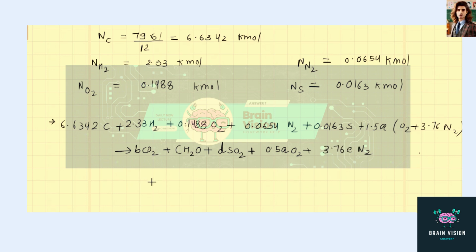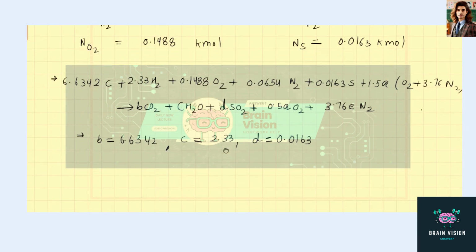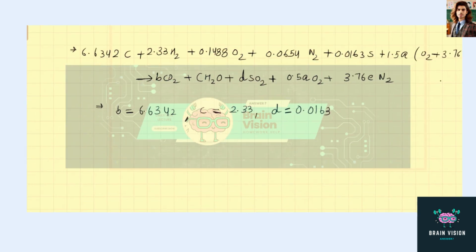Now the balancing of carbon, hydrogen and sulfur elements will give us the values of the coefficients. So B equals 6.6342, C equals 2.33 and D equals 0.0163. To determine the coefficients A and E, a balance of both sides is performed, and that will give the value of coefficient A as 7.6667 and E as 11.52.